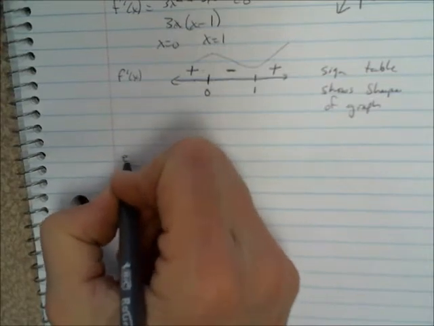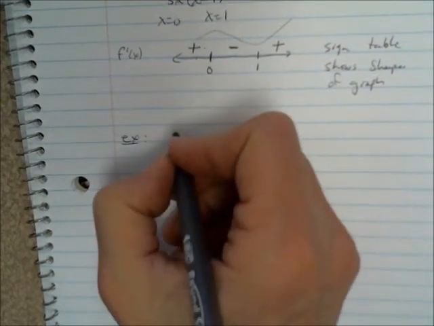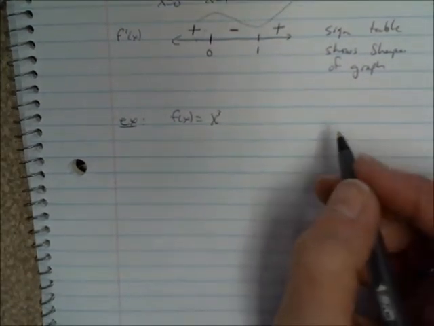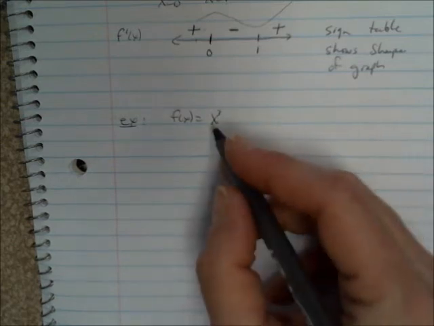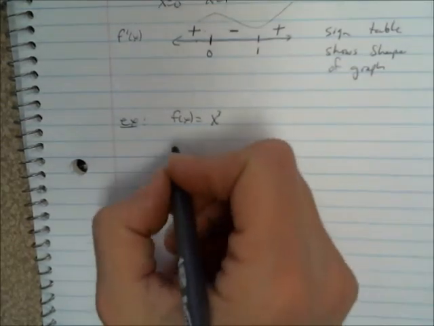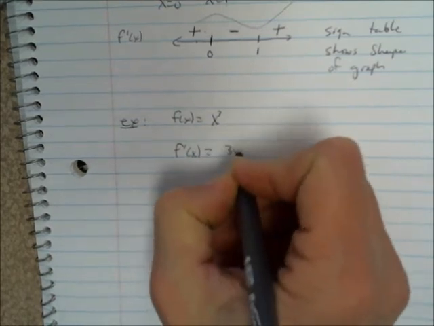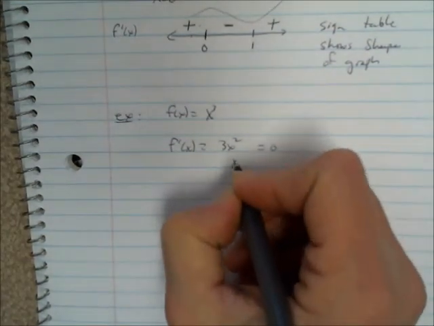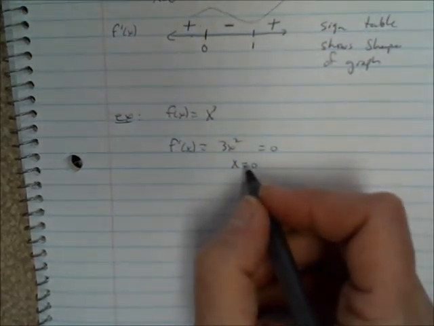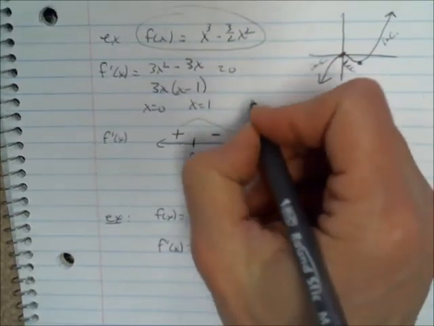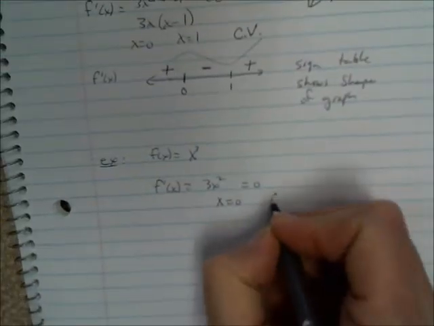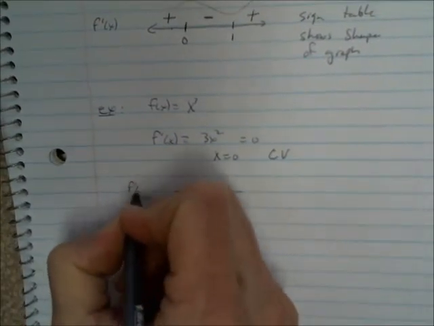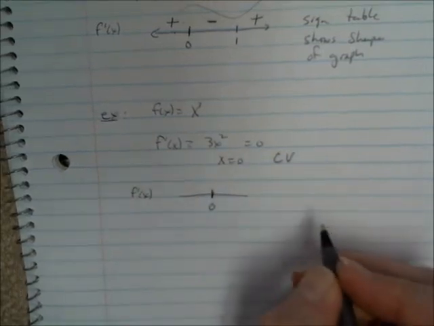Here's another function, example number 2. Let's say f of x is equal to x cubed. And we want to know the general shape of this, or where it's increasing and where it's decreasing. So f prime of x is equal to 3x squared. You're going to set that equal to 0 and solve for x. Well, x is equal to 0. So there's only one critical value. These up here are called critical values, that's what we called them before. There's one critical value here, x equals 0. So you put it on a sign table, f prime of x, and you put a 0 right in the middle.